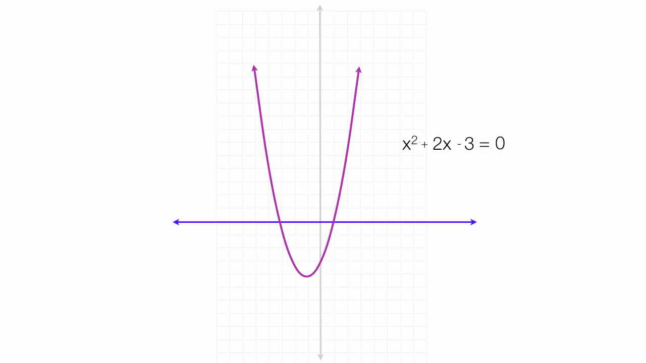So if I graph the equation, the purple line is the graph. This graph crosses the x-axis at -3, 0 when x is equal to -3 and when x is equal to 1. That's what we do when we solve for these equations. We figure out where it crosses the x-axis.